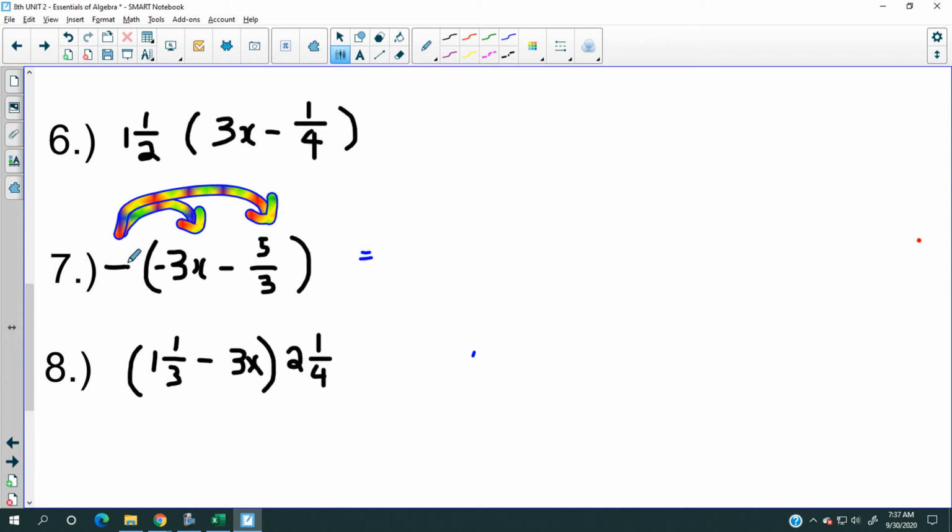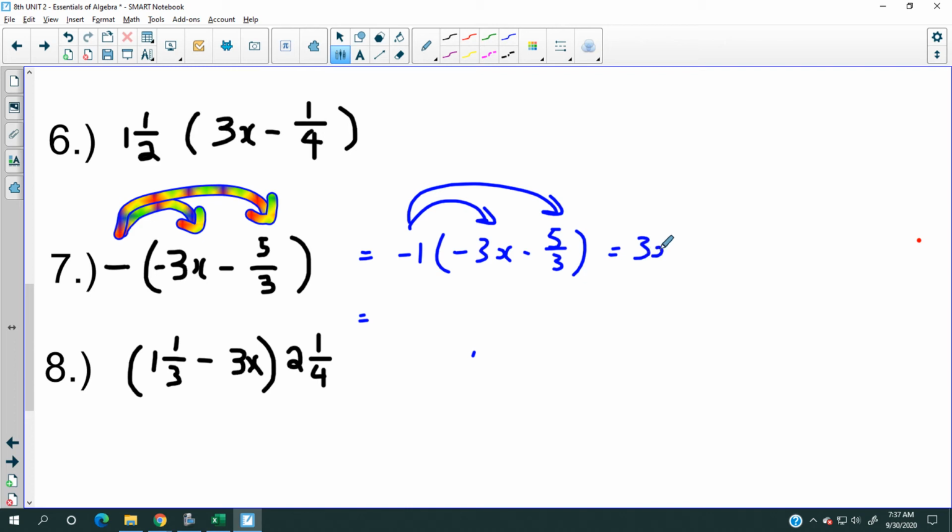Remember, if there's no number right outside of a parentheses or even like a variable, right? So let's say I got negative x, right? What number is actually here? That's invisible. Right, 1. So if I were to rewrite this, this is the actual question. See that? So now I'm actually distributing the negative 1. Okay, and now I'm going to show you a shortcut for this. Now, negative 1 times negative 3x is positive 3x. Negative times negative here, that's positive. 1 times 5/3 is, of course, 5/3.